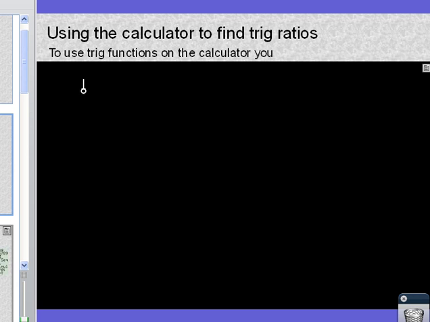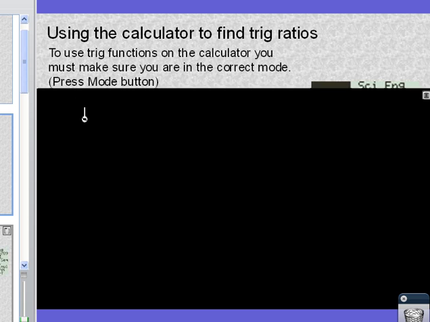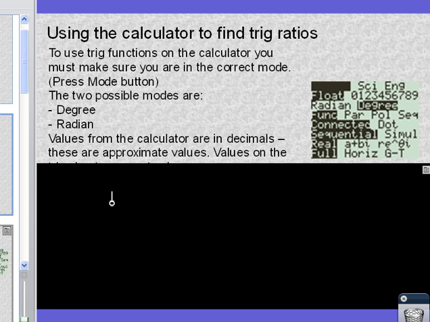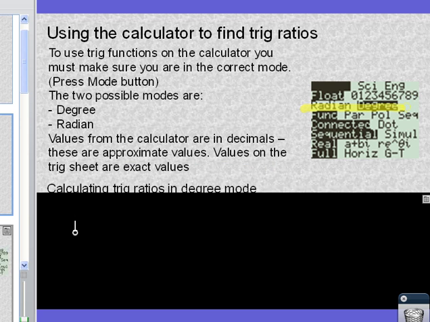All right, using the calculator to find trig ratios. To use the trig functions on the calculator, biggest thing, make sure you're in the correct mode. On the TI-83/84, you press the mode button, and you'll see right here you have the option of radian or degree. We're going to be doing things with both, so you need to make sure for each particular problem that you're in the right mode. And we learned what radians were a few days ago, so hopefully you remember that. Values from the calculators are in decimals, which are approximate values. Trig sheet values are exact values.